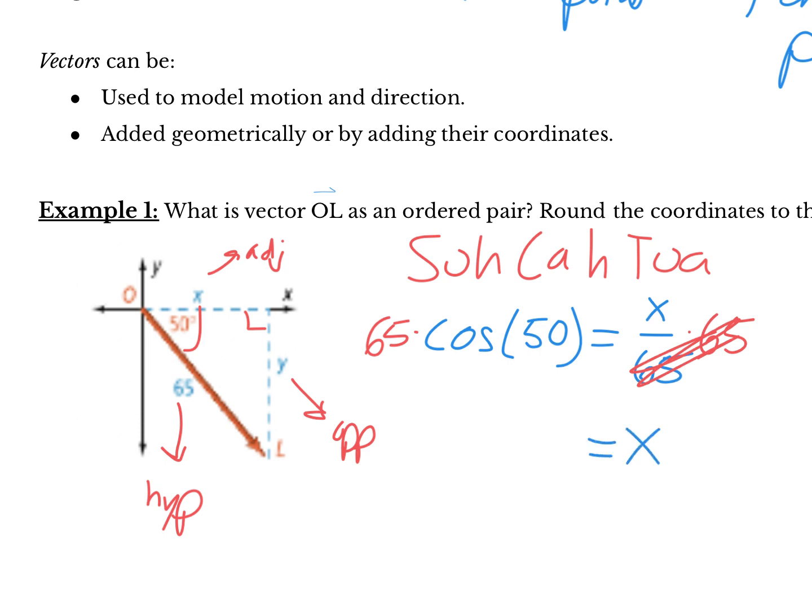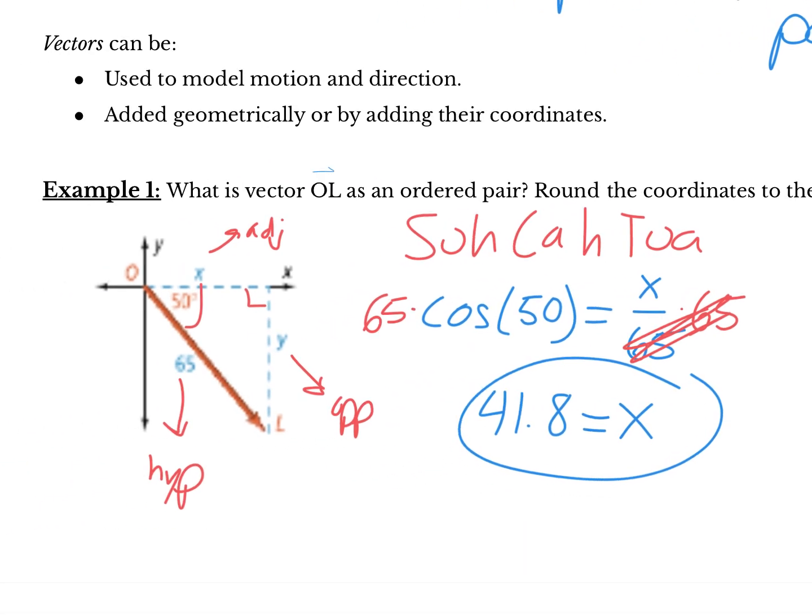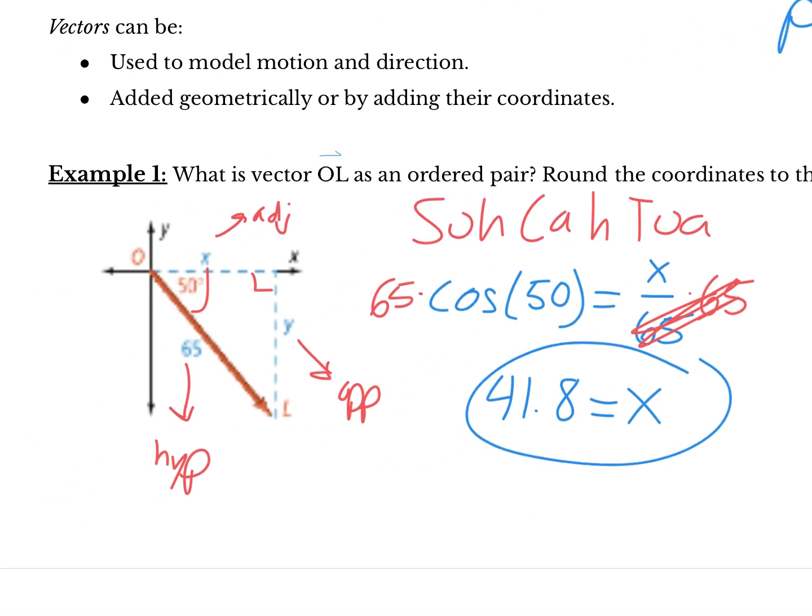And then if I plug all of this into my calculator, 65 times the cosine of 50, you should get approximately 41.8. And they asked us to round the coordinates to the nearest tenth, so that's just one decimal. So what this tells us is the x-coordinate, because we measured this distance to be 41.8. Well, if that's this distance, then that represents the x-coordinate for this point.